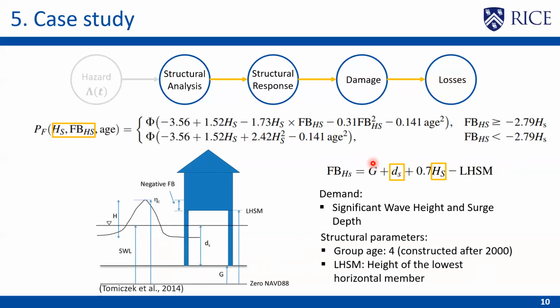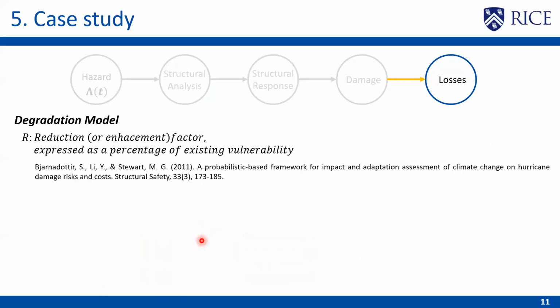And the structural parameters as well, following the paper, based on group 4, because the structure was constructed after the year 2000, and the height of the lowest horizontal member, that is, the elevation of the house. We define this using a log normal distribution, since the results are so sensitive to this factor.